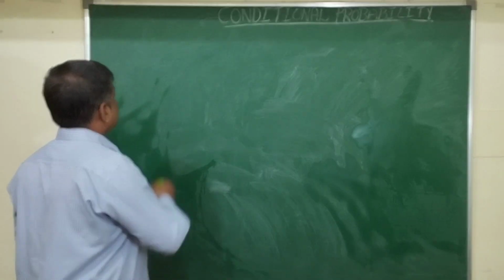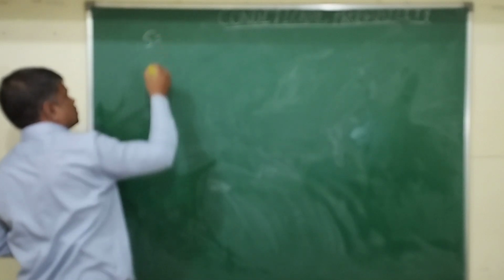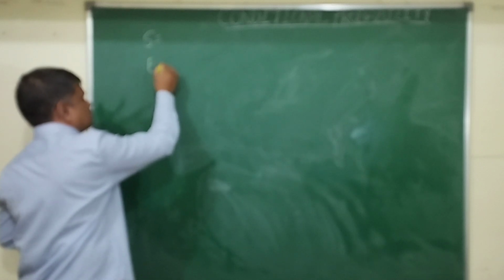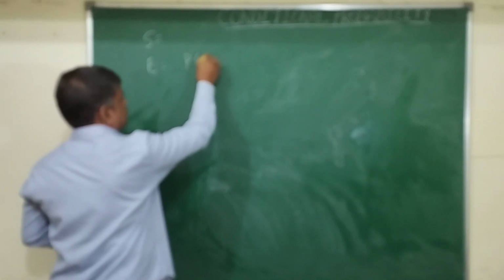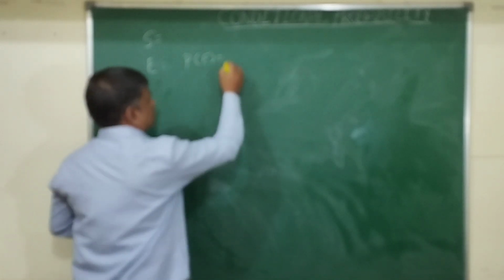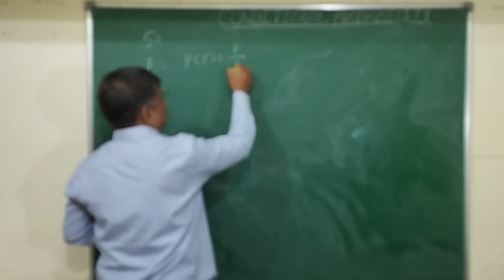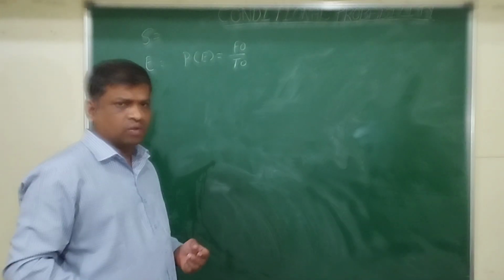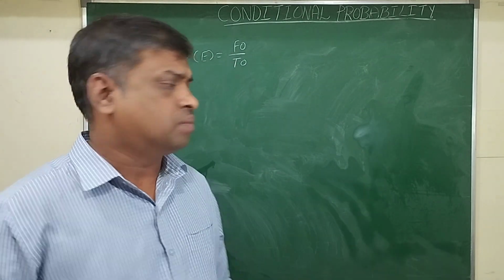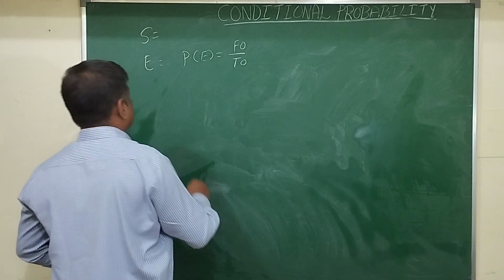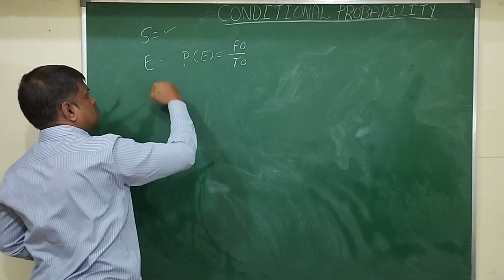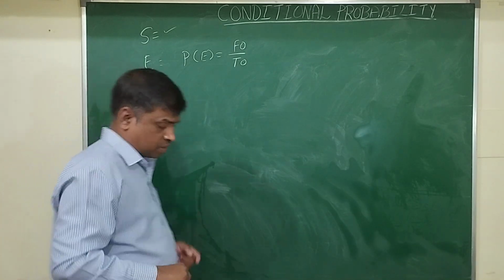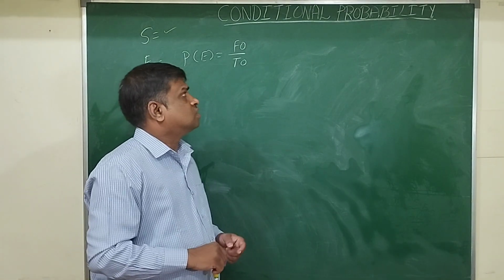In any one sample space, we are going with the sample space and any one event, right? So the probability of that event will be favorable outcomes by total outcomes of that event. In that sample space, it is total outcomes, and our favorable outcomes we can find from there. But what is the difference with conditional probability?